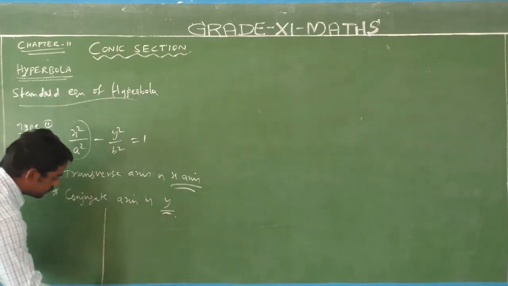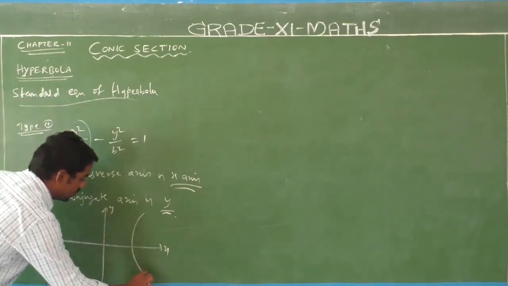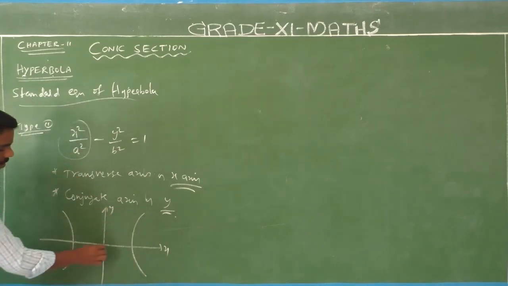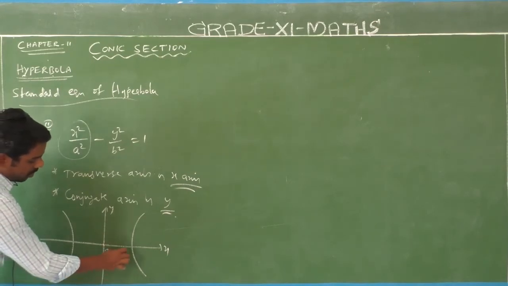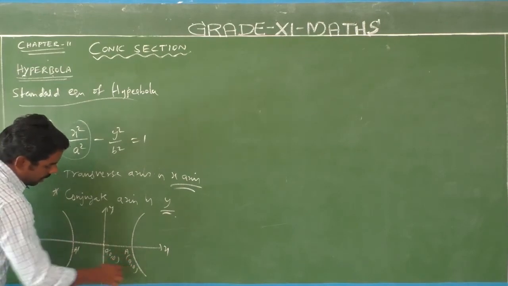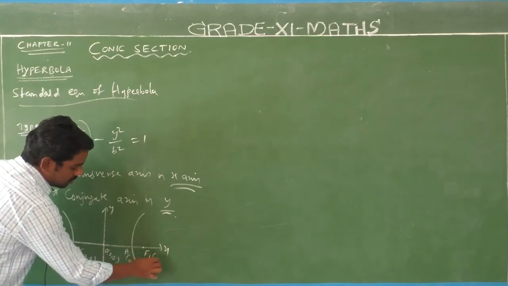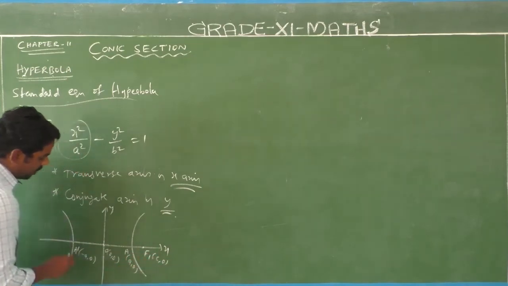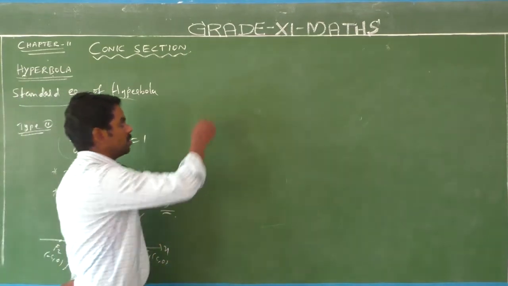Let's say x-axis, y-axis, this is the hyperbola. Here the x-axis is the transverse axis, the center is 0, 0, and A and A dash are the vertices a, 0 and minus a, 0. F1 is c, 0, that is ae, 0. Here the c value is ae. So F2 is minus c, 0.